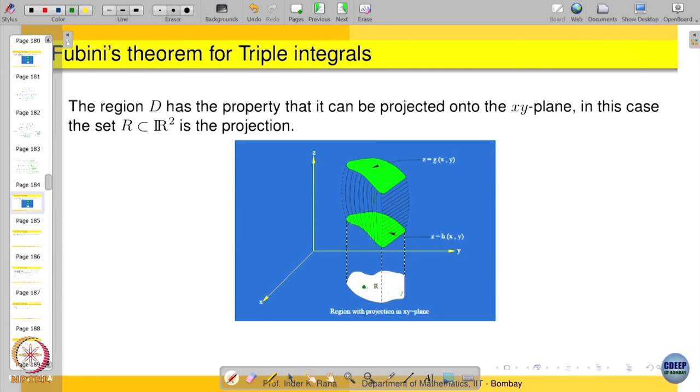So, if you go up, you will start here and you will go up to here. That will be your z. For a point (x, y) in the region R, it is projectable onto the xy plane, so you are moving along the z axis. So, z goes from this surface to this surface.